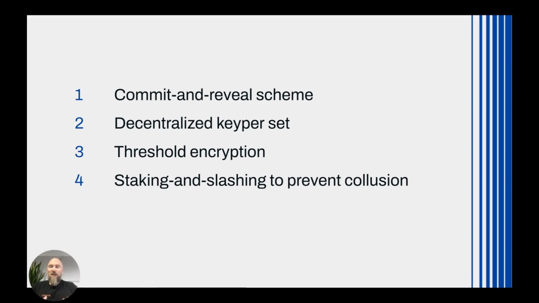Of course, we're not just leaving it to trust. We also have other mechanisms to prevent collusion. One of them is snitching so that keepers can tattletale on one another. And of course, there are economic incentives like staking and slashing.